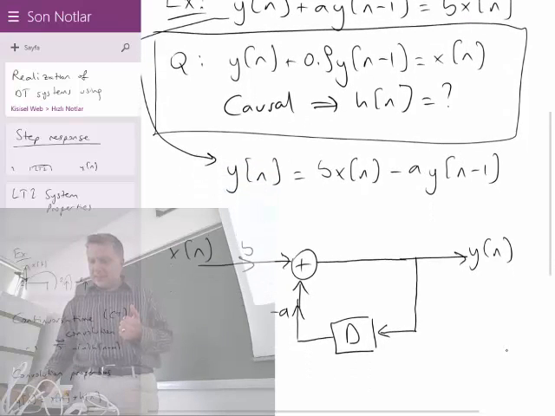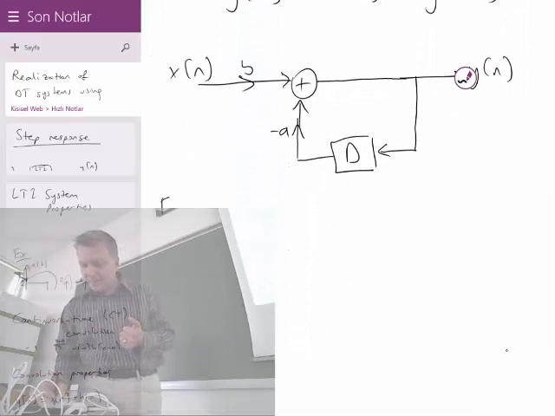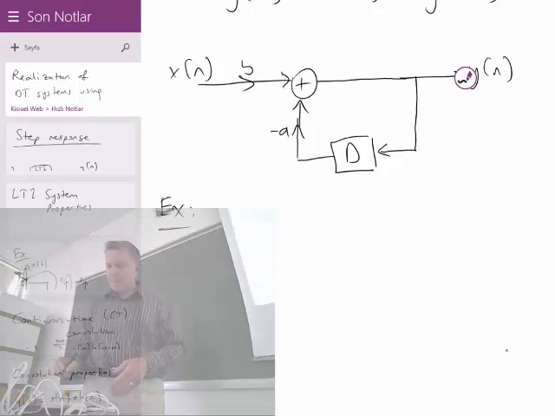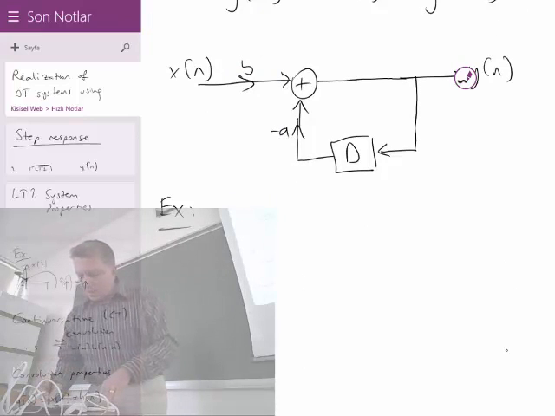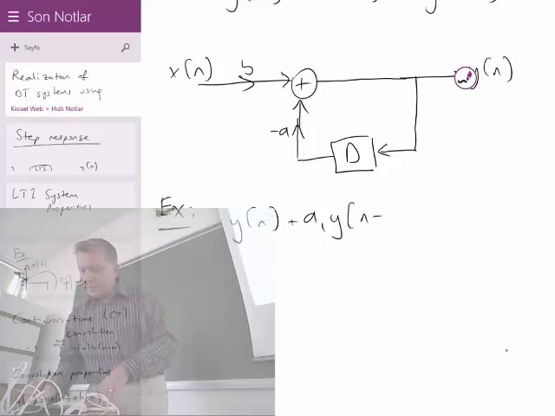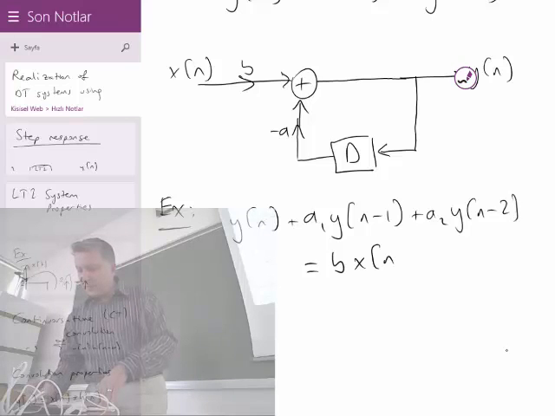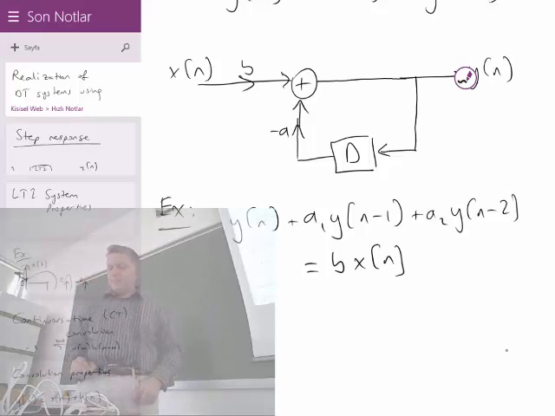Let's make another example. y of n plus a1 y of n minus 1 plus a2 y of n minus 2 is equal to b times x of n. Another difference equation. Now the order of the difference equation is increased.